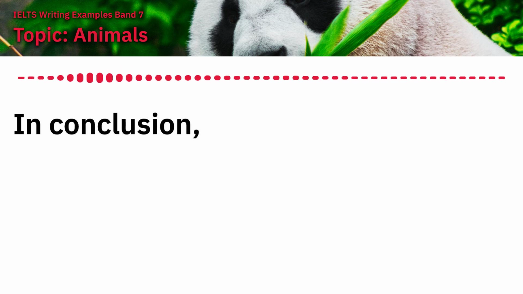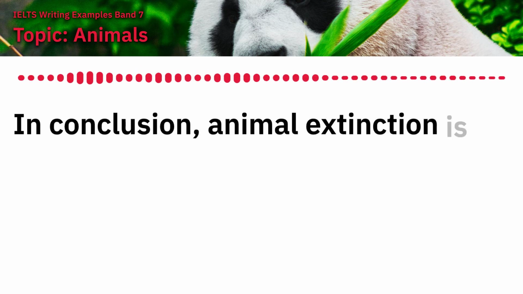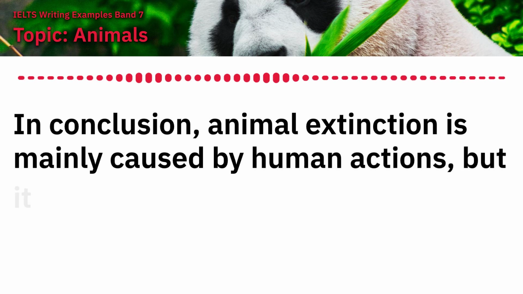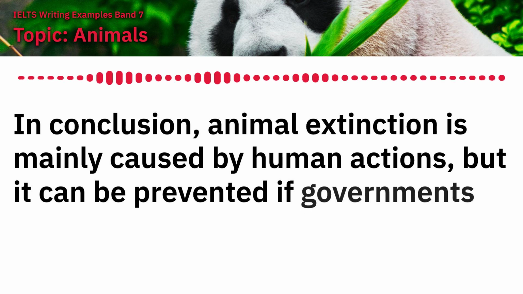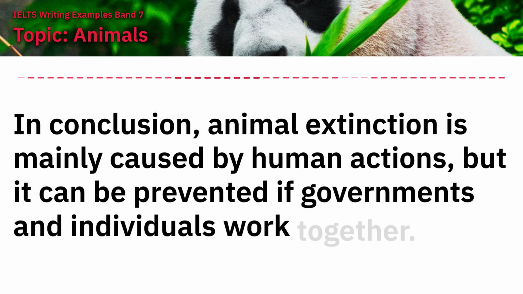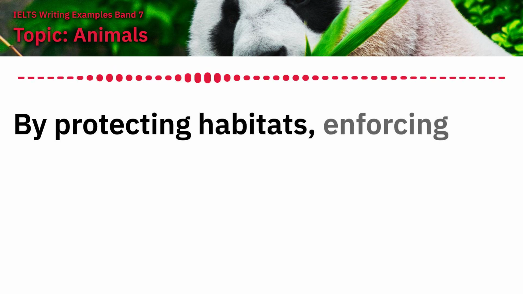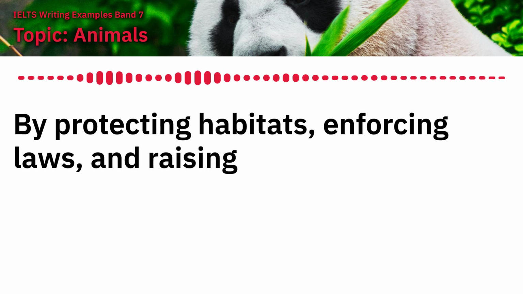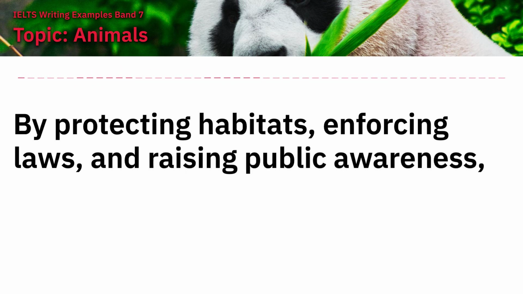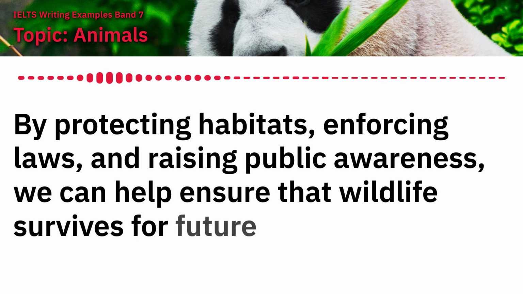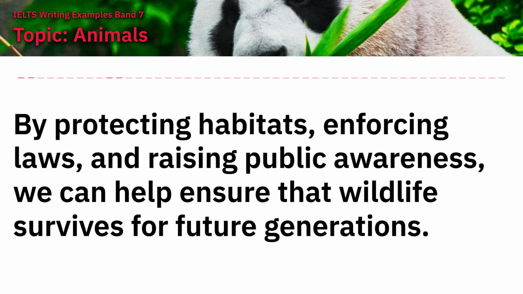In conclusion, animal extinction is mainly caused by human actions, but it can be prevented if governments and individuals work together. By protecting habitats, enforcing laws, and raising public awareness, we can help ensure that wildlife survives for future generations.